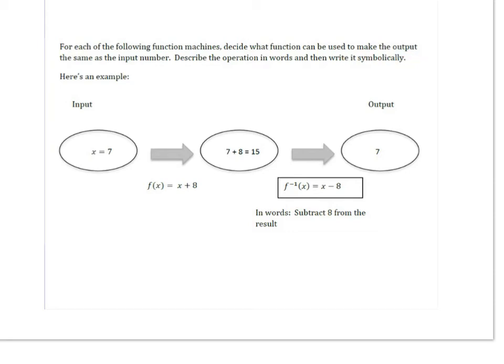So here what they give us is they say, okay, Ms. Weiss, your function is x plus 8, and you're going to start with 7. So to go to here, we added 8, we get 15. So then how do we go from here to get back to 7? Well, we're going to subtract 8, because that's what undoes adding 8. So as you can see their answer, subtract 8 from the result. And here, x minus 8 is their equation.